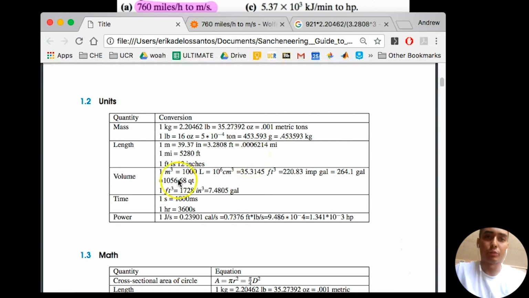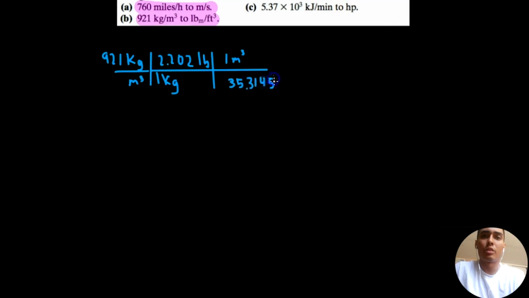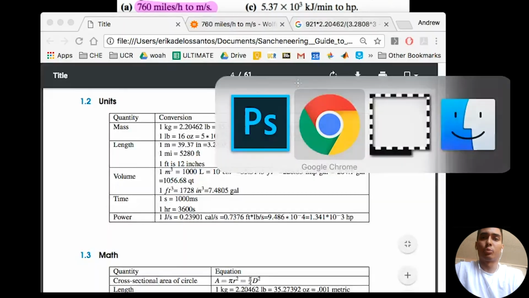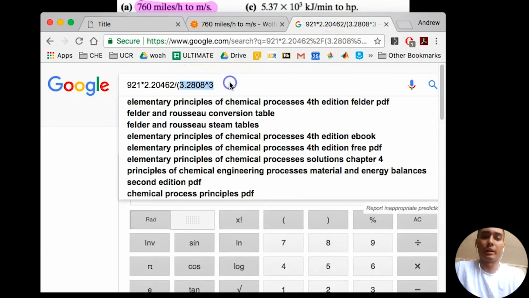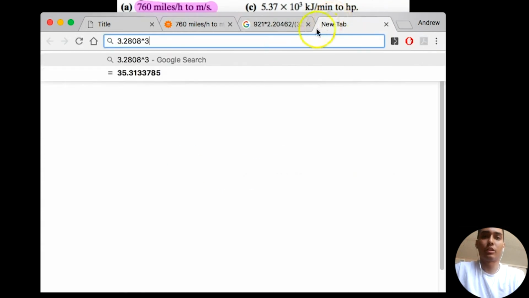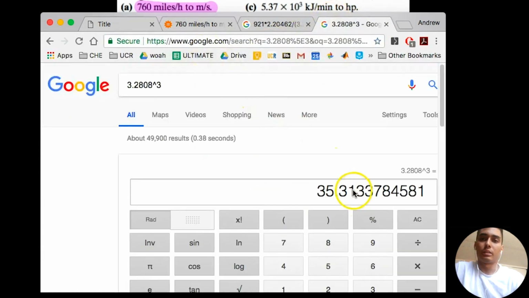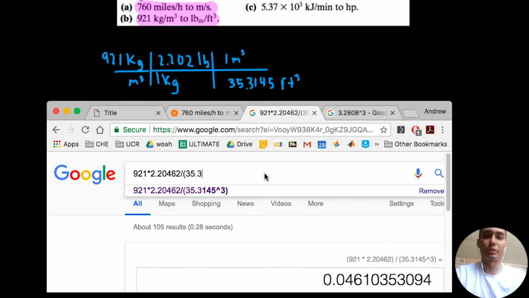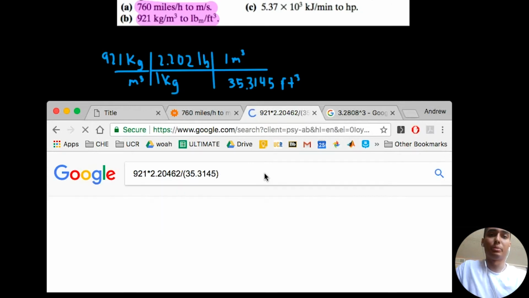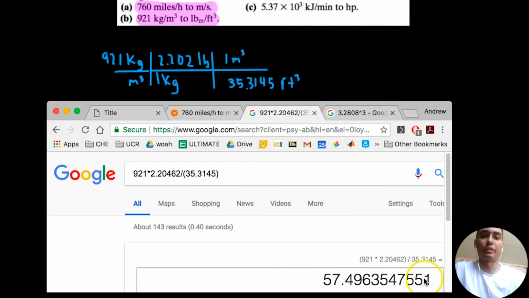Feel free. So volume, so 1 meter cubed is actually 35.3145 feet cubed. And where did that come from? Well, that's actually because 3.2808 cubed is actually 35.3145. It's a little bit different, but there's a little bit of error. So if we were to multiply this and just divide by 35.3145, not cubed, we'll get the same thing, 57.